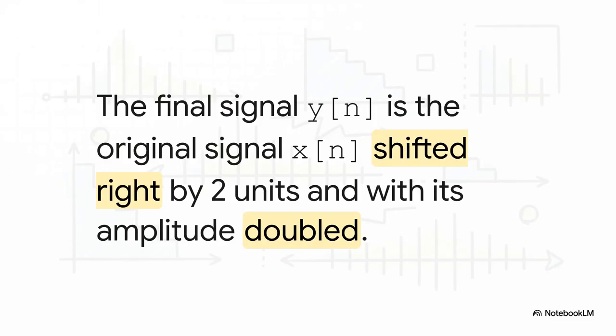And voila! Here's the final result. You can see the original signal there for comparison. Our new signal, y of n, is clearly shifted 2 spots to the right, and every one of its samples is exactly twice as high. We've successfully built our new signal step by step.